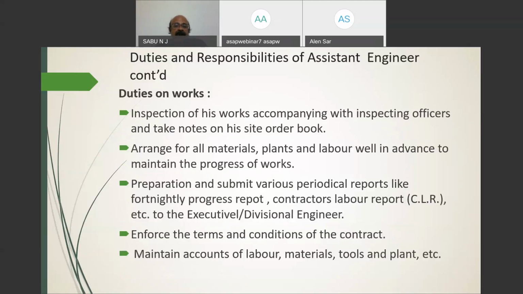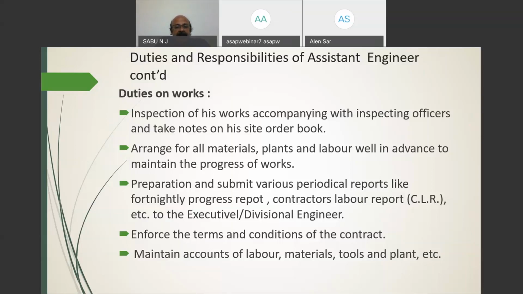Duties on works continued. He has to take some notes. During the inspection, higher officers will give instructions or directions for augmenting the quality of the construction, and these must be recorded in the site order book. He also has to conduct supervision or inspection accompanying the higher superior officers.